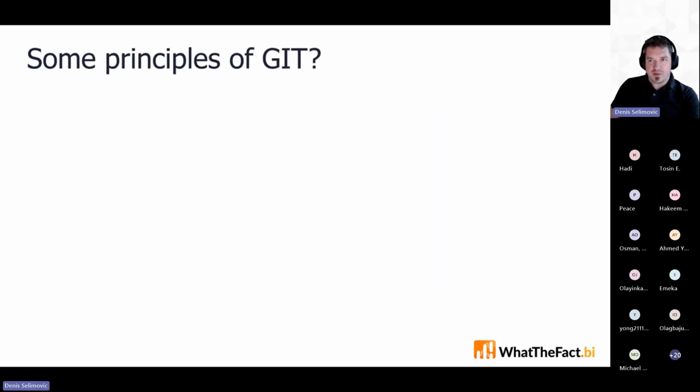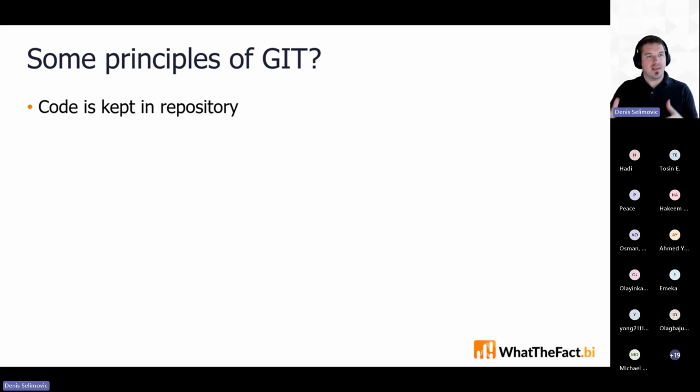What are some principles of Git? They have a manifest, they have a whole website. You can go into it and read. For me, the most important principles of Git are the following. First of all, the code is kept in a repository. Now, in case you don't know what a repository is, it's kind of a strange word. It's actually, let's say, a folder that contains your code. Let's keep it like this. And we will create a repository later.